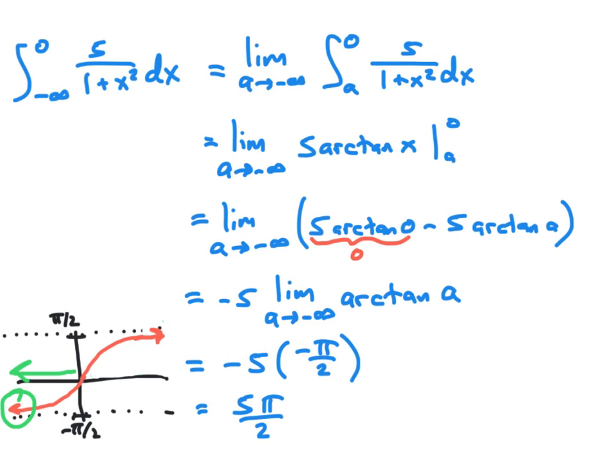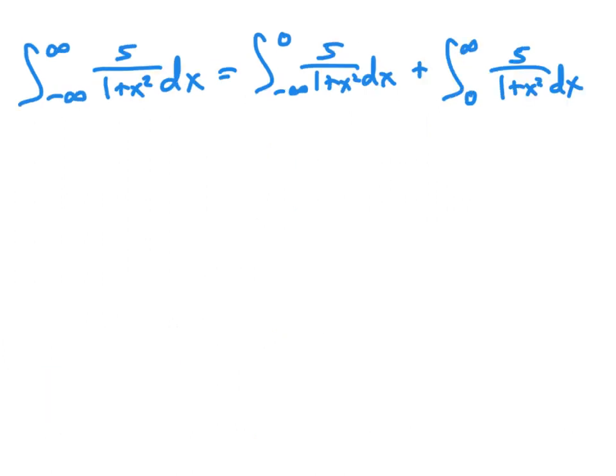Now that we know this value, along with our integral from 0 to positive infinity, we can go back to our original improper integral and add the values together to evaluate our desired integral. So as we've previously seen, our integral from negative infinity to infinity of our function is equal to the integral from negative infinity to 0 of our function plus the integral from 0 to infinity of our function. And we've computed both of these integrals on the right-hand side. We've just seen that the integral from negative infinity to 0 will be 5 pi over 2, as well as the integral from 0 to infinity will also be 5 pi over 2.